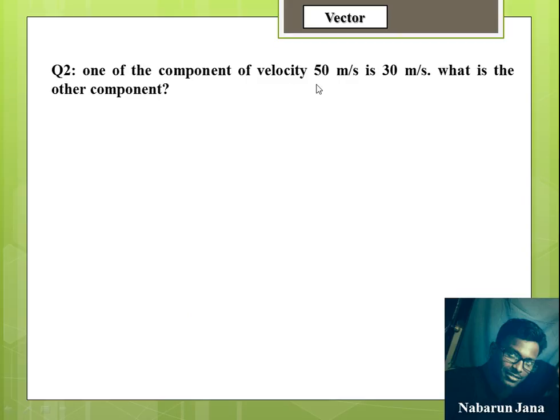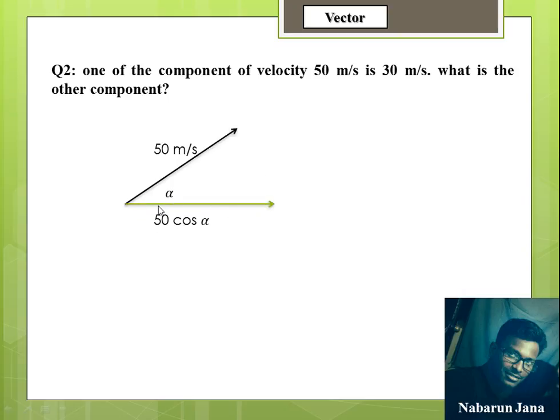One of the components of a velocity of 50 meter per second is 30 meter per second. What is the other component? Please study the question properly so that you can understand it. You can pause the screen and read it carefully. Okay, say this one is the 50 meter per second velocity vector. So we can get two components from this vector.